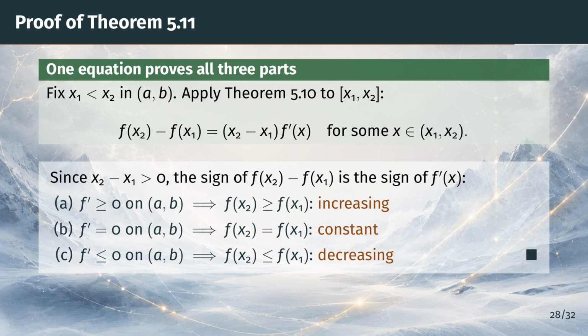Now read off the three parts. The factor x sub 2 minus x sub 1 is positive, so the difference of function values has the same sign as the derivative at the intermediate point. If the derivative is non-negative everywhere, the difference is non-negative. So f is increasing, that is Part A. If the derivative vanishes everywhere, the difference is 0 for every pair of points, so f is constant, Part B. If the derivative is non-positive, f is decreasing, Part C. Since x sub 1 and x sub 2 were arbitrary, the proof is complete.